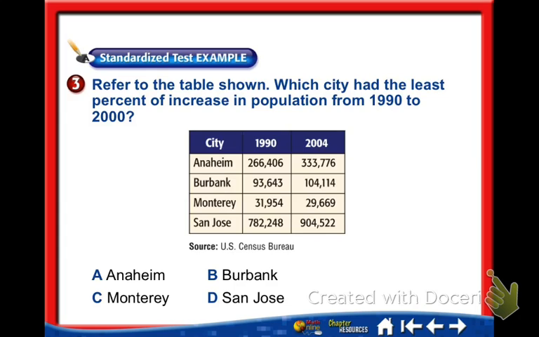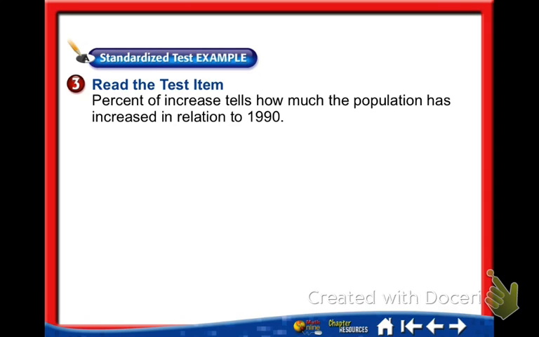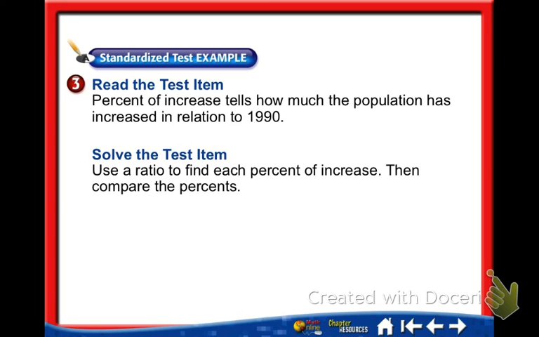Example 3. Refer to the table shown. Which city had the least percent of increase in population from 1990 to 2000? A. Anaheim, B. Burbank, C. Monterey, D. San Jose. The percent of increase tells how much the population has increased in relation to 1990. Use a ratio to find each percent of increase. Then compare the percents.